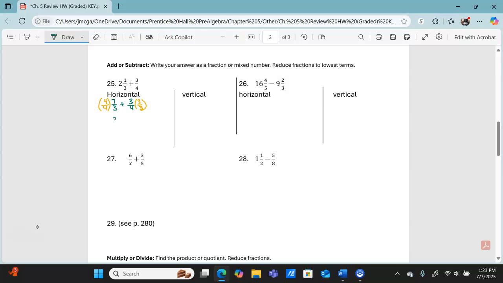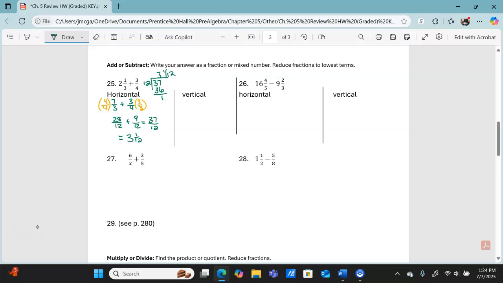So we're going to have 28 over 12 plus 9 over 12. 28 plus 9 is 37. And then you take that 37 and divide it by 12. It will go in 3 times with 1 left over. And that 1, we use that 12 as our denominator. So we end up with 3 and 1/12.